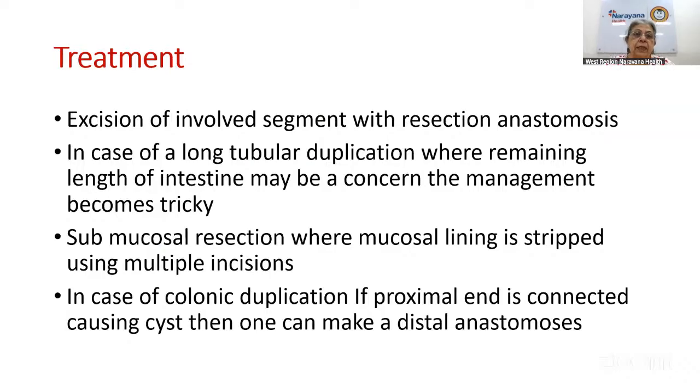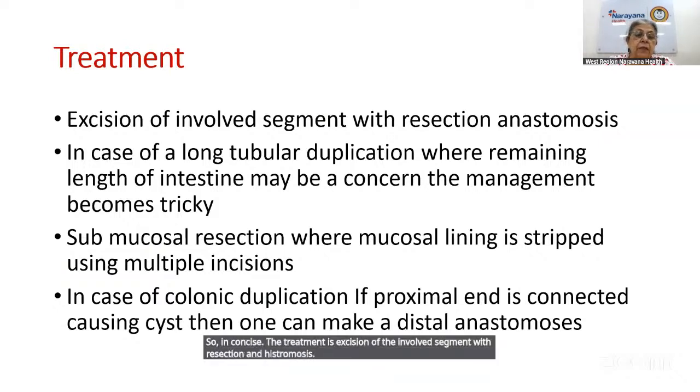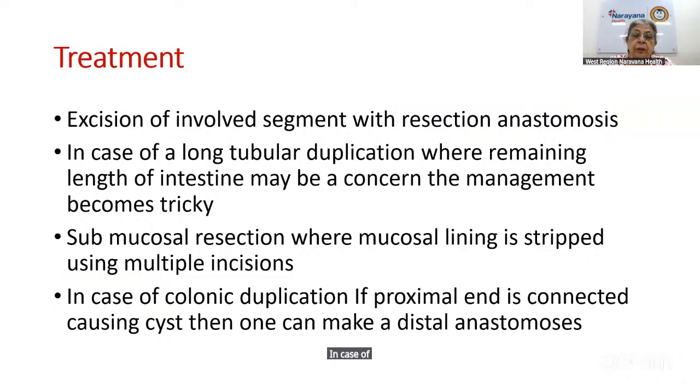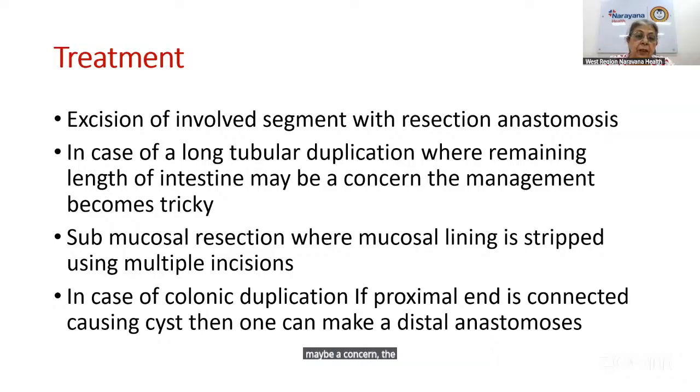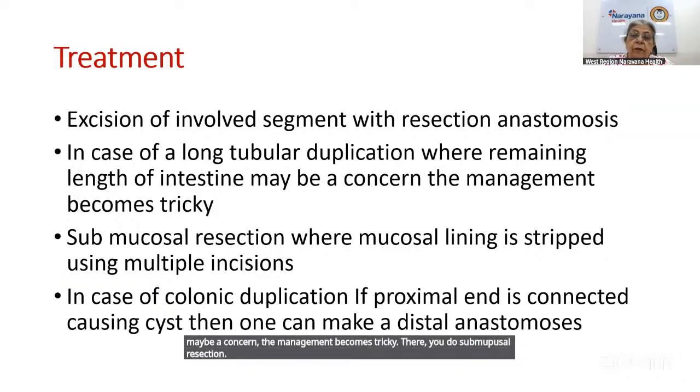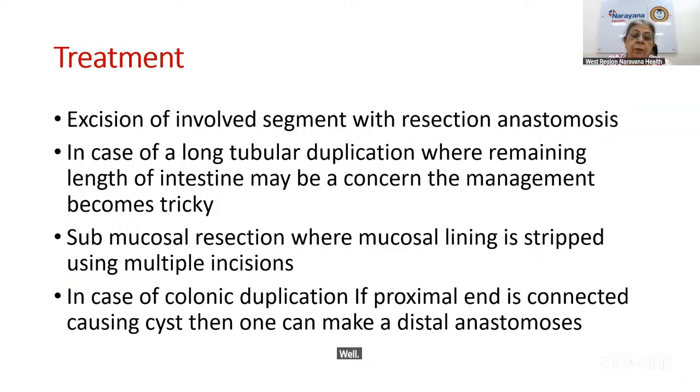So in concise, the treatment is excision of the involved segment with resection anastomosis. In case of a very long tubular duplication, where the remaining length of the intestine may be a concern, the management becomes tricky. There you do submucosal resection, where the mucosal lining is stripped using multiple incisions in the seromuscular wall.